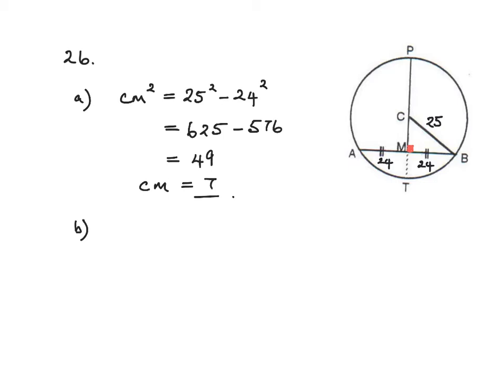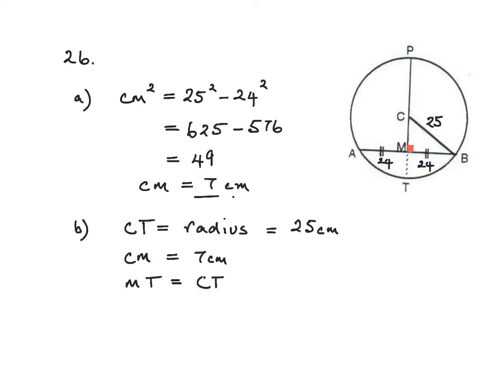The length of MT. Now if you look at the diagram carefully, I hope you'll agree that CT is a radius, and we already know that the radius is 25 centimetres. We've just worked out that CM is 7 centimetres, so MT is CT minus CM. 25 take away 7 is 18 centimetres.